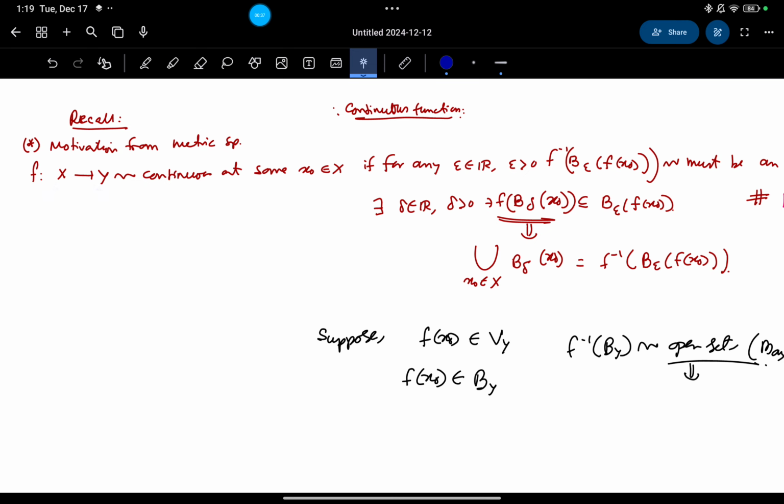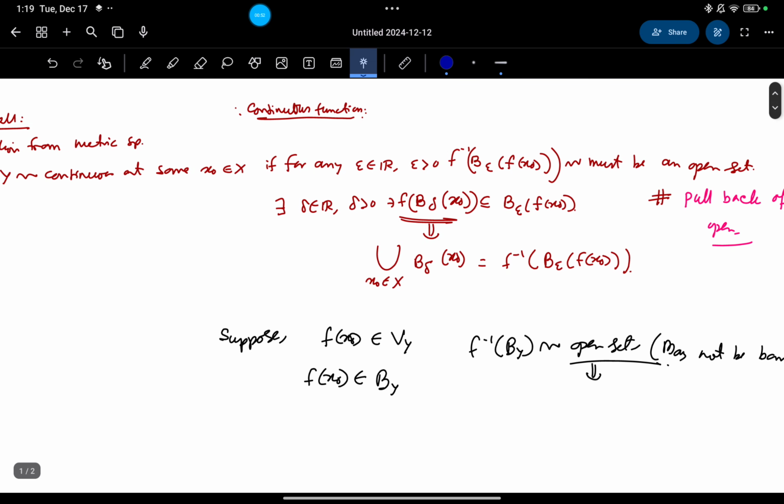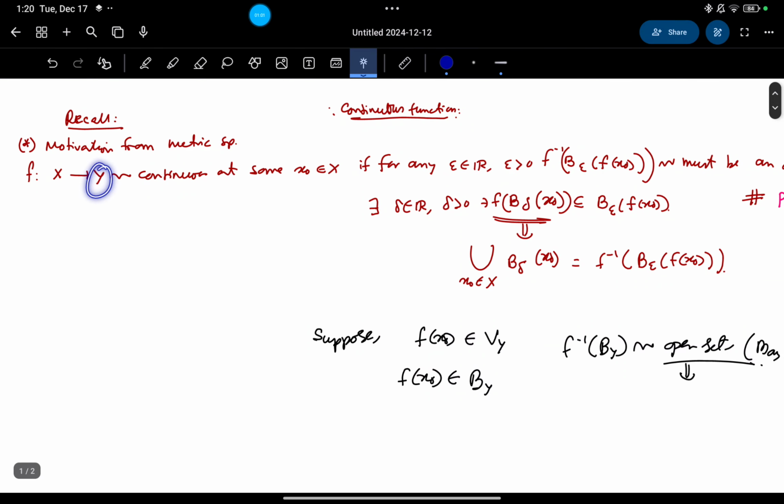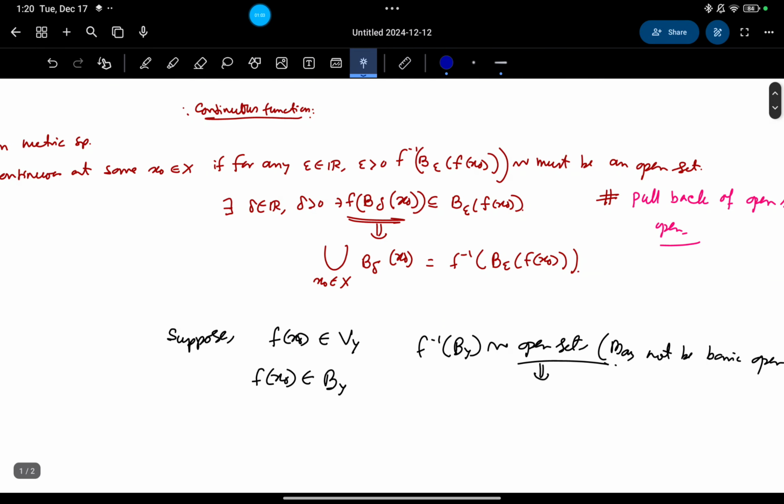So if we have any small x naught, a particular point, then we say that small f is continuous at this particular point x naught if for any epsilon belonging to the real numbers, and of course epsilon should be larger than 0, the f inverse of this ball of radius epsilon centered at f of x naught, of course this ball is inside the metric space Y, must be an open set.